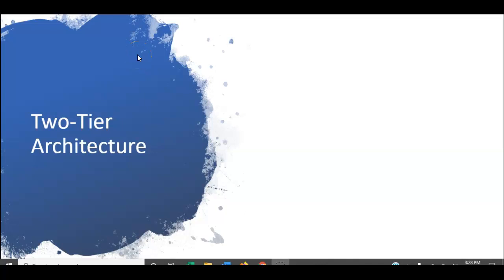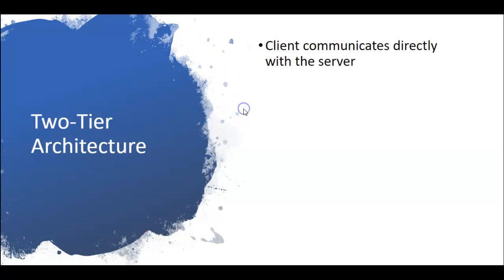Today we are going to continue on with the chapter and talk about different types of architecture. So let's go ahead and get started. The first one is two-tier architecture. This is where the client communicates directly with the server.